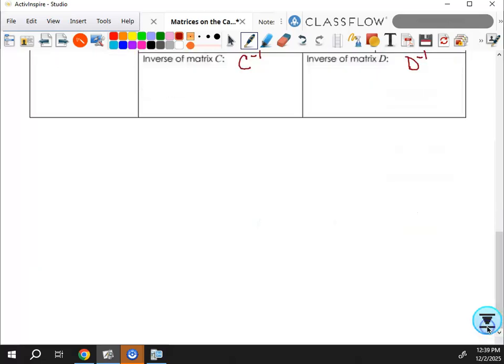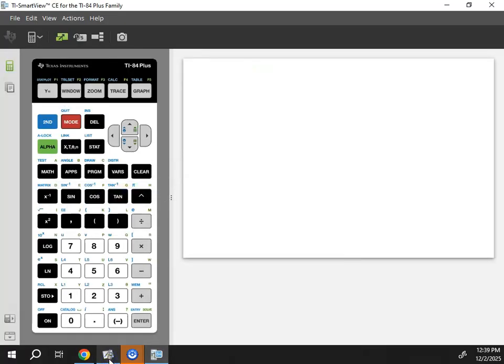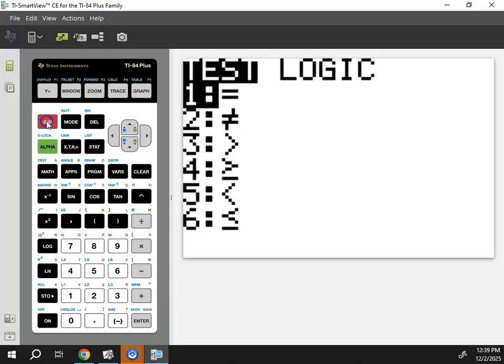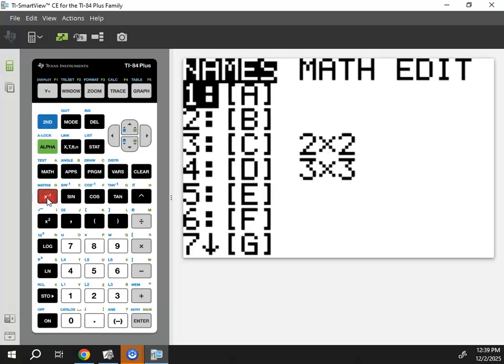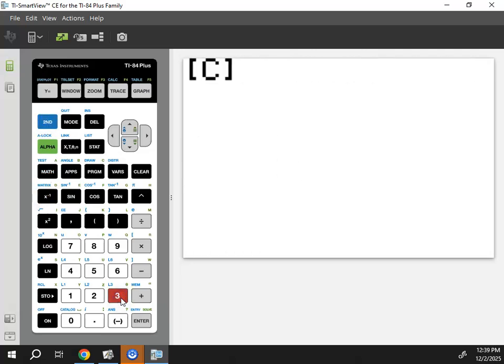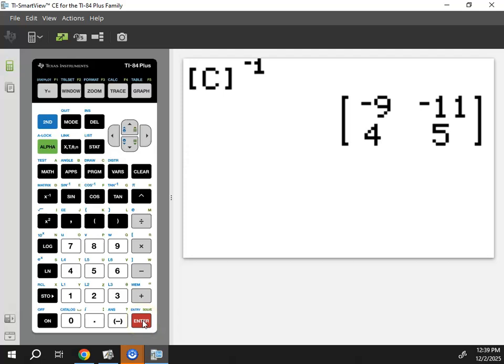So I've got to go grab C. So I'm getting it from the name. So second matrix. Whoop, I hit the wrong thing. Second matrix. There we go. I want C, so that's 3. I want to take it to the negative 1 power, so I just hit the same button I've been hitting, but I don't hit second first, and it does that. Okay, and then there's C.